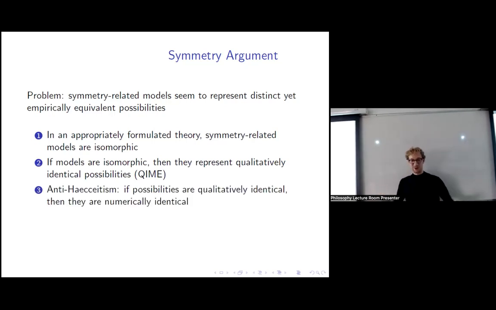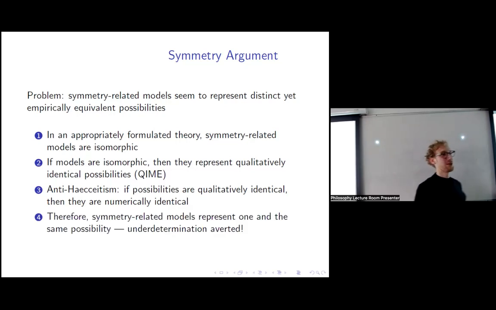Then we could invoke another principle, anti-haecceitism, which says, I mean, this is my way of putting it, if possibilities are qualitatively identical, then they are numerically identical, right? So it says there don't exist any distinct yet qualitatively identical possibilities. Now, from this, it's going to follow that symmetry-related models represent one and the same possibility, known as Leibniz equivalence, and that means that underdetermination is averted, right? So in this standard solution to something like the hole argument, or shifts and boosts in classical mechanics or gauge transformations in electromagnetism, Quine plays an essential role.